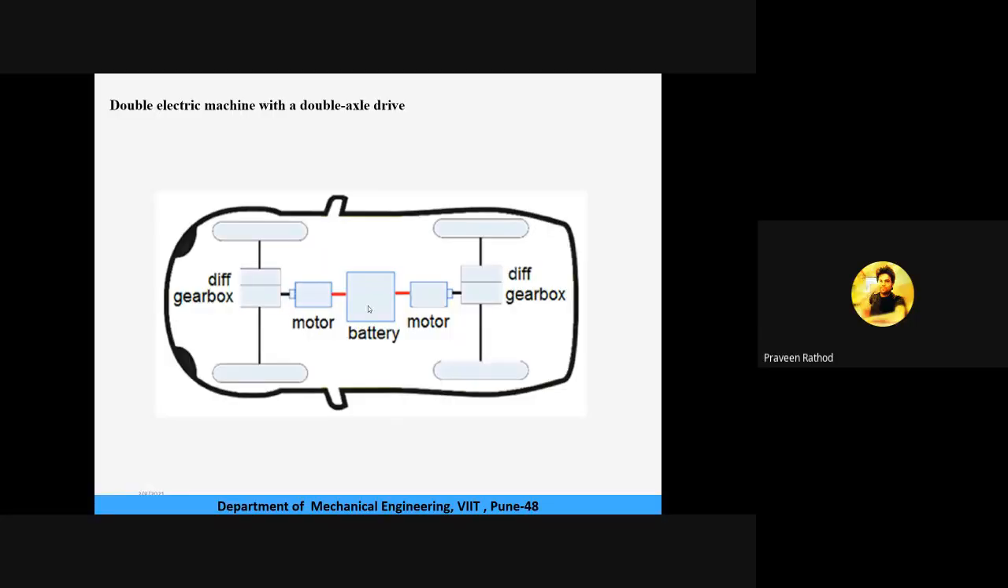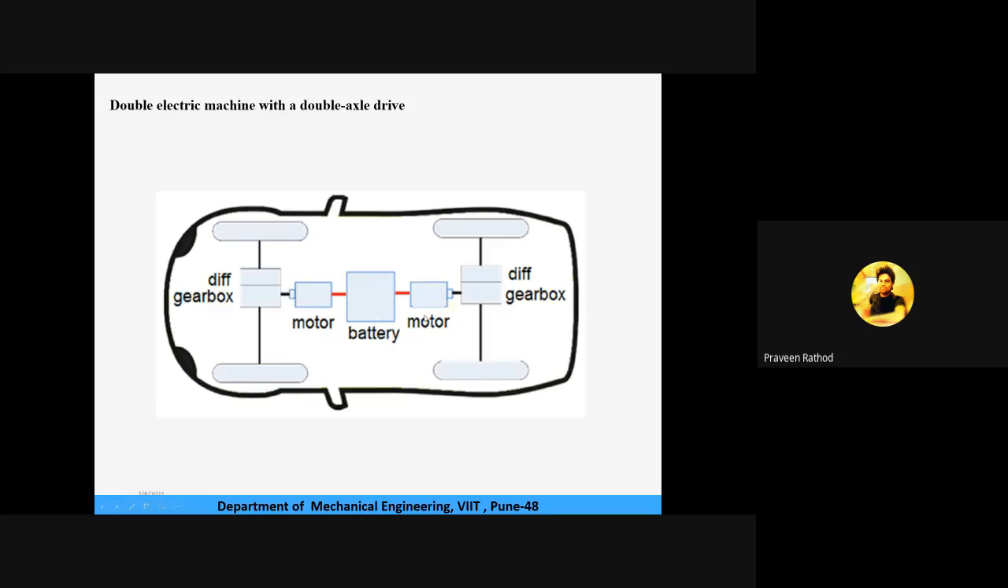It was built in the year 2015. 5 years ago, this double electric machine with double drive was developed in the Tesla model. It has some parameters and specifications, and as I said, it was introduced in 2015. Over here, separate front and rear motors are used.